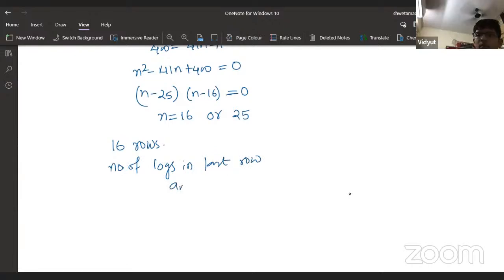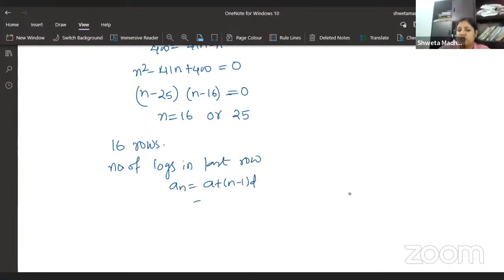Five. That is nth term: a plus n minus 1 into d. a is 20 plus 16, n is 16, so 16 minus 1, 15 into minus 1. So 20 minus 15, that is 5 logs.